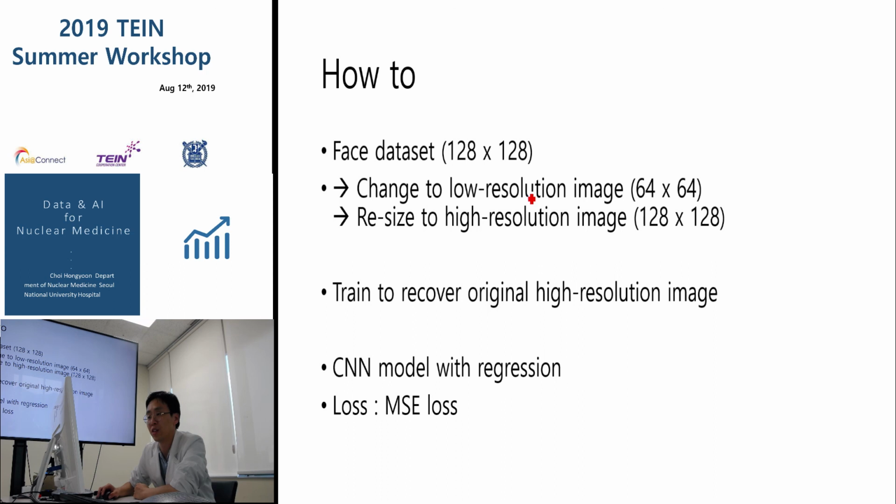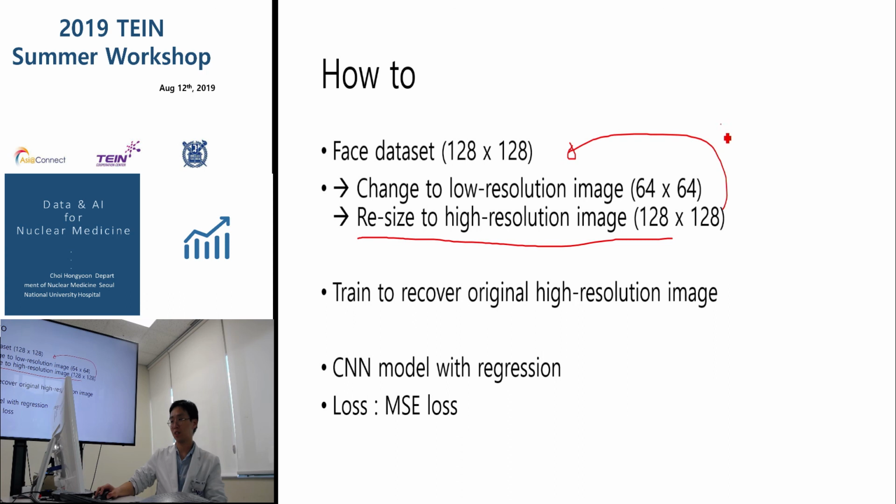However, we will simply reduce this image resolution using other software. So we will reduce these images to 64 by 64, and then resize these images to 128 by 128. And the objective of the deep learning model is to be trained to recover the original high resolution data from these resized images. This is what the deep learning model wants to do. And we will apply this deep learning model to our low resolution face images.